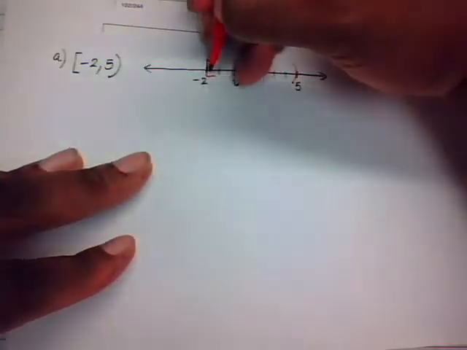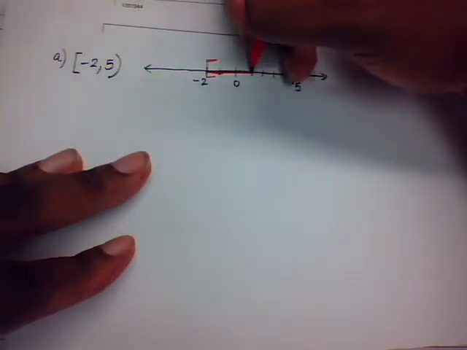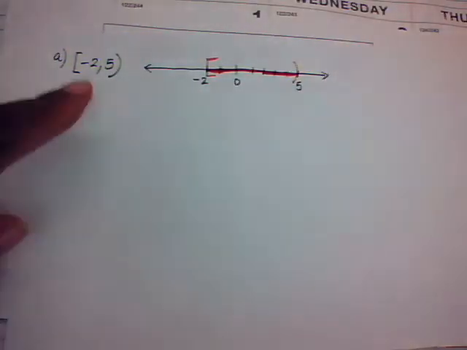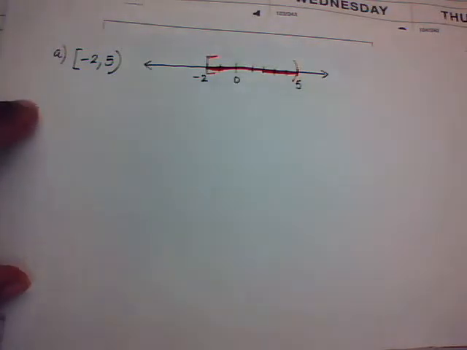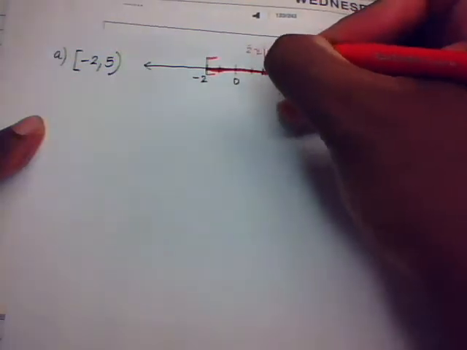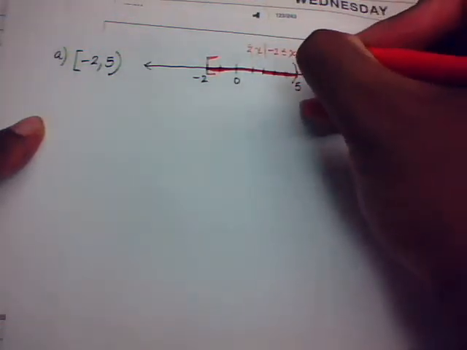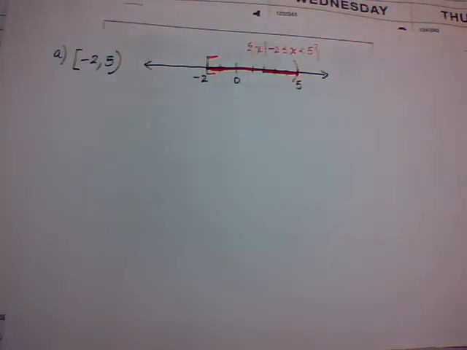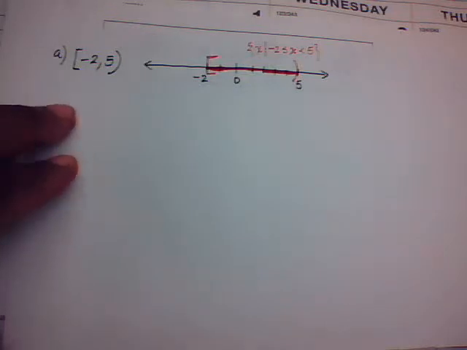Now we're going to shade in between because we want to show that all the values of x are between -2 and 5. Because that's basically what that interval means, if we were to write that in set builder notation. That's the set of all x such that x is greater than or equal to -2 and less than 5. So that's basically what that interval means. And that's what the graph would look like.